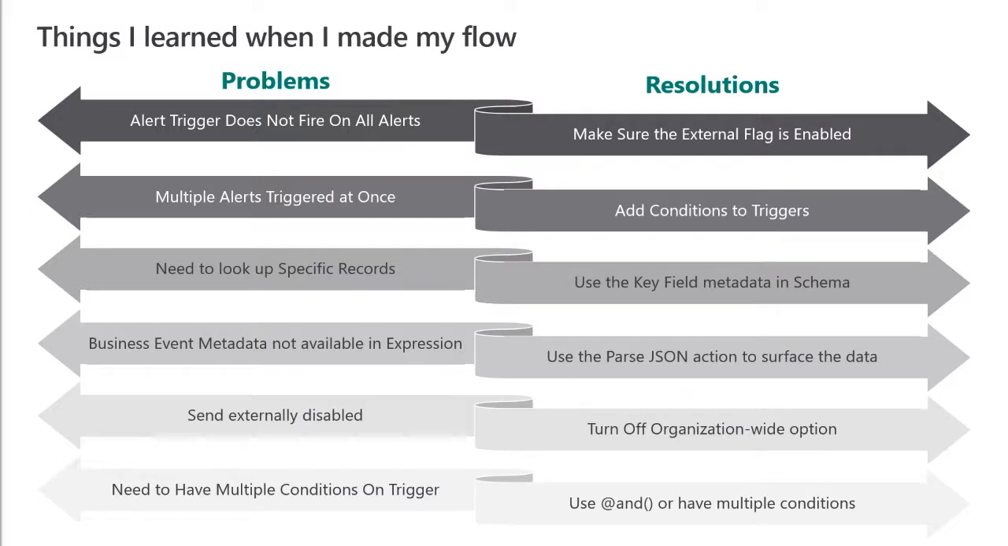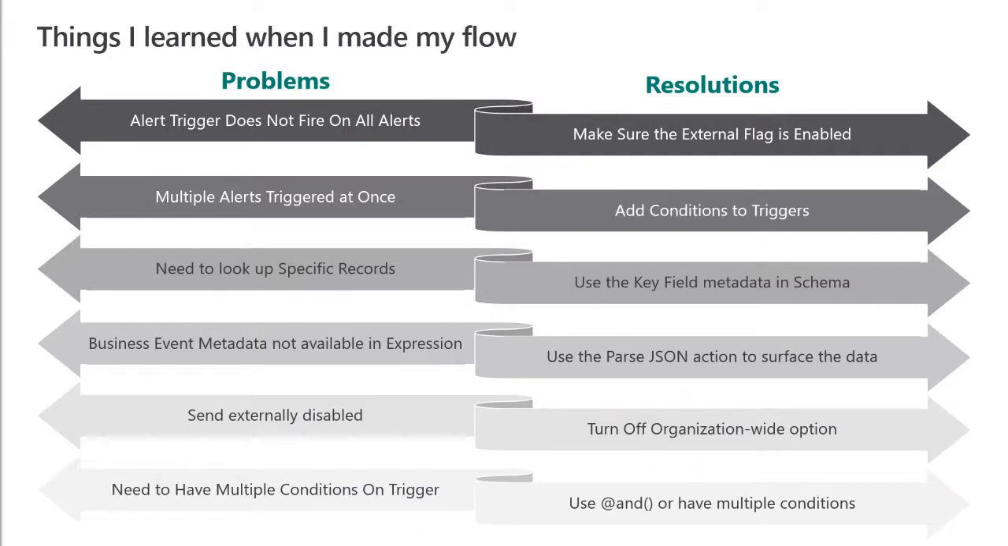Now, the other thing related to that is the event metadata for the alert trigger doesn't always pull through all the information, including the key fields. So the trick with that is to use that parse JSON to surface all of the data. Something that tripped me up is I thought I'd be all clever and turn on the organization-wide option, but then that doesn't allow me to turn on the send externally, which then stops the alert from running.